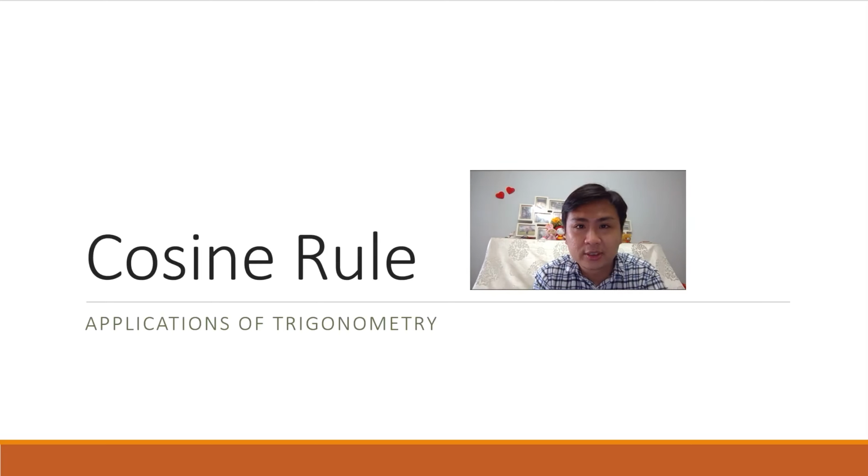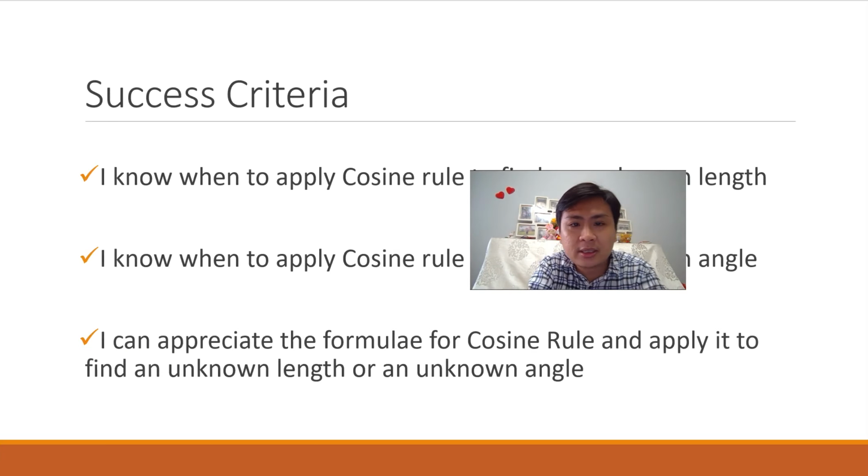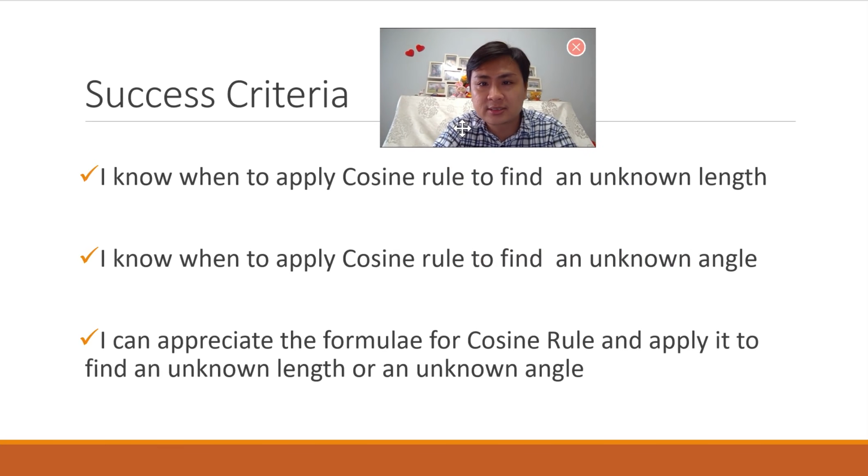Hello everyone, today we are going to learn about cosine rule and its applications. In order for us to apply cosine rule successfully, we need to know the conditions that we can make use of to find an unknown length and unknown angle using cosine rule. We also need to appreciate the formula for cosine rule and know when to apply it so that we can successfully use it for finding our unknown length and unknown angle.